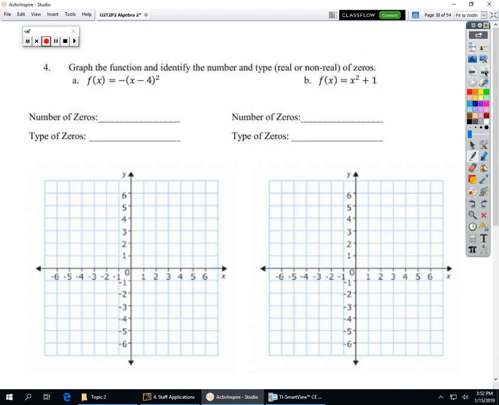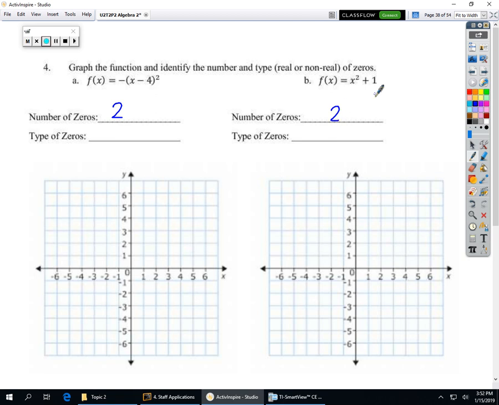Right, next one. Here they're asking us to graph the function, identify the number, and type, real or non-real, of zeros. Well, if you look here, there's a square, there's two x's. That means there are two zeros. So the degree always tells you the number of zeros.